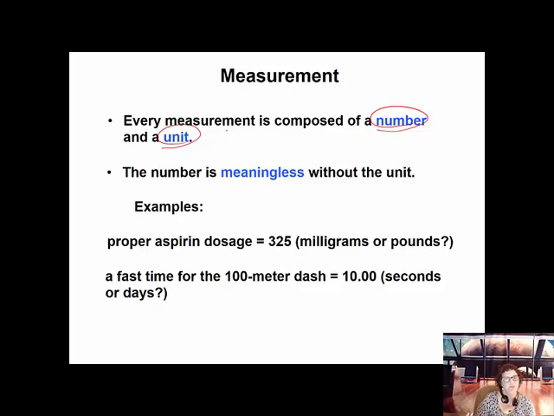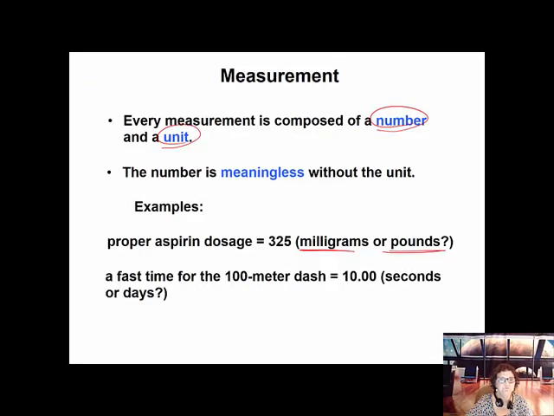Make sure when you're doing calculations, and I know a lot of you are going to be nurses, dosage, you want to make sure that you know what your units are, because 325 milligrams is a whole lot different from 325 pounds or kilograms. So you want to make sure that you're using the correct units when you're doing that.